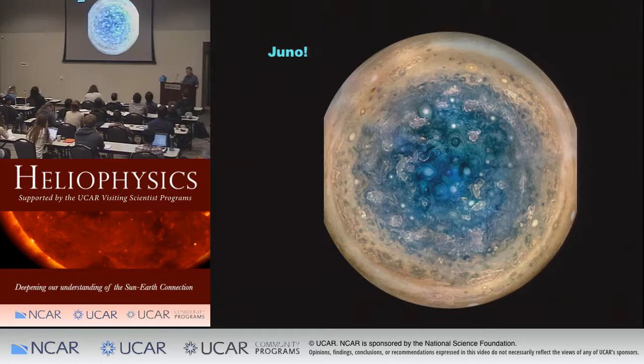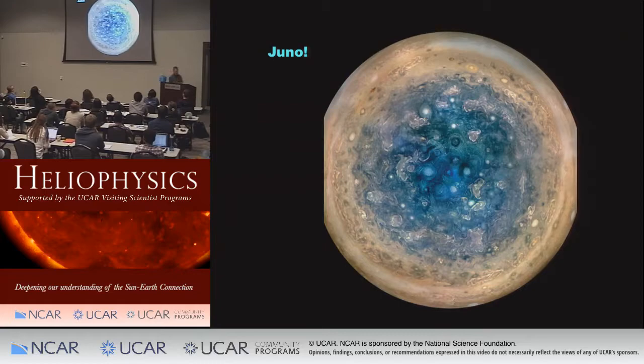I started with Juno, and I thought I'd leave you with coming back to Juno. So this is a polar view of what's going on at the poles of Jupiter. So these white regions, I believe the white regions are anticyclones and the blue regions are cyclones. Anyway, you get a lot of vorticity.